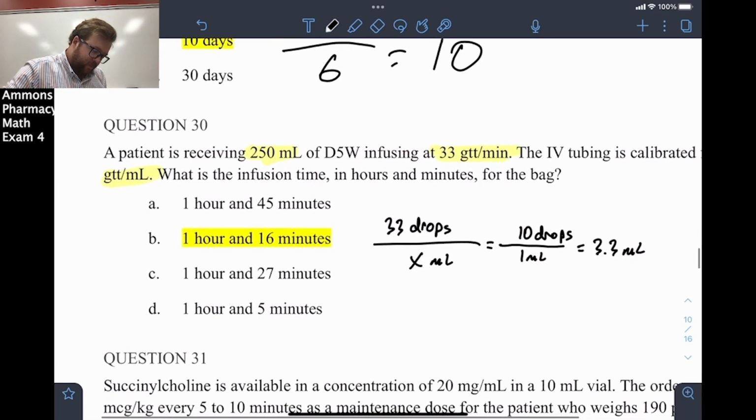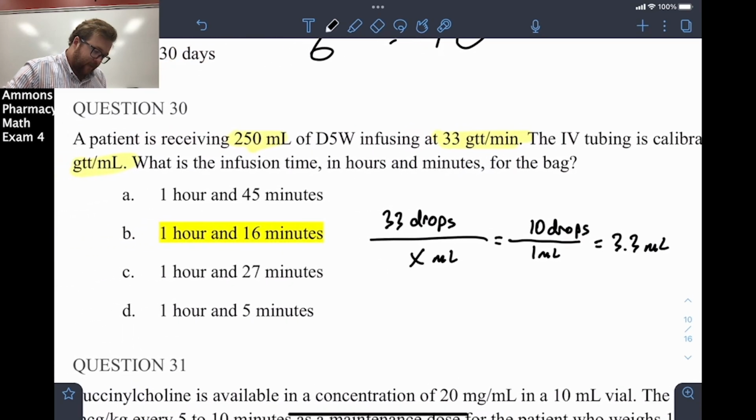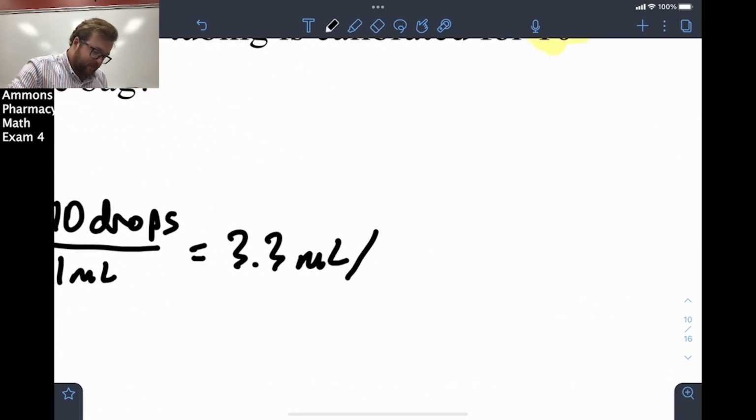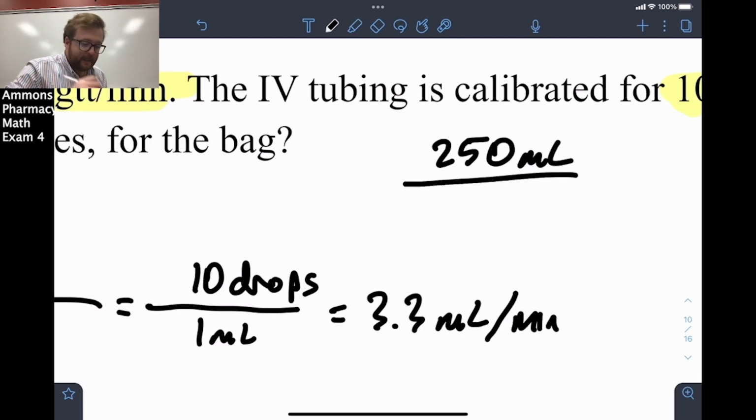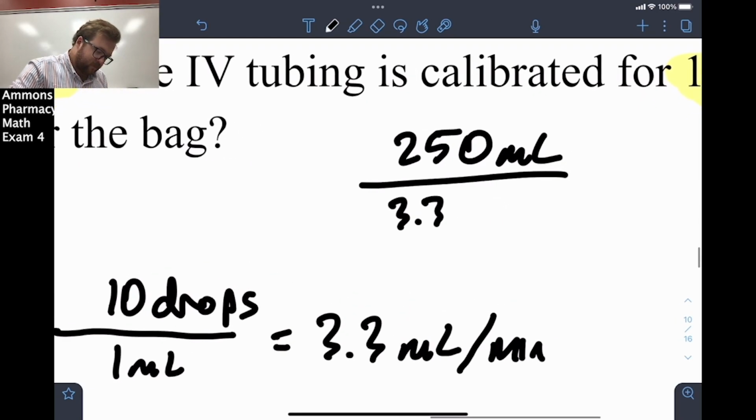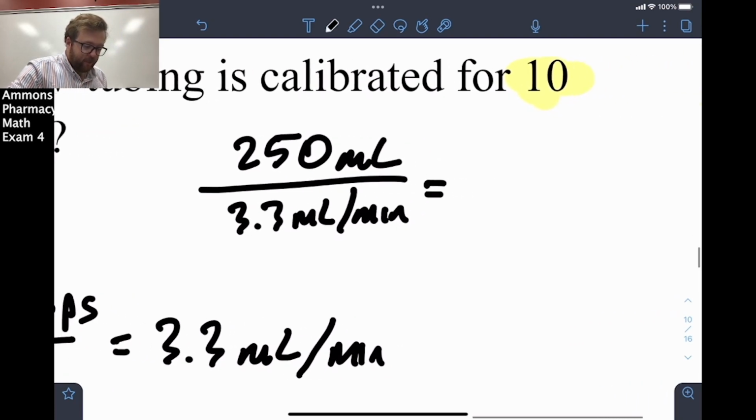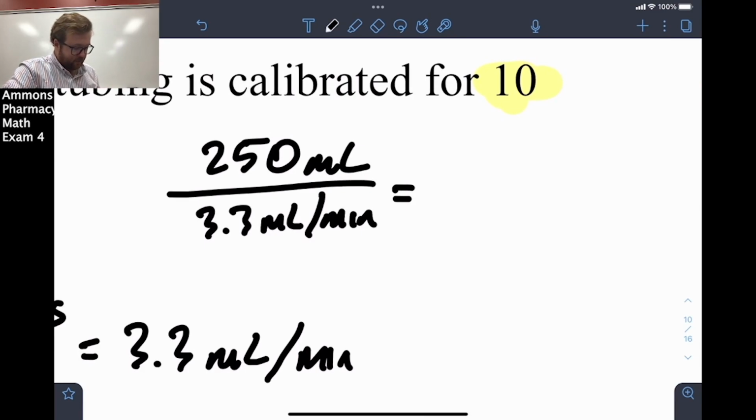So we only have 250 mils available. So I'll put per minute. We only have 250 mils. We need to know how many minutes that's going to last. So for every single minute, 3.3 mils are going out the bag. So 250 divided by 3.3 is 75.8.